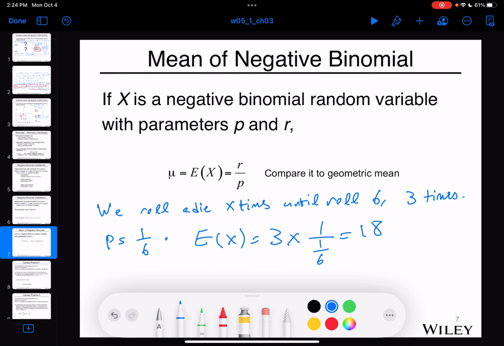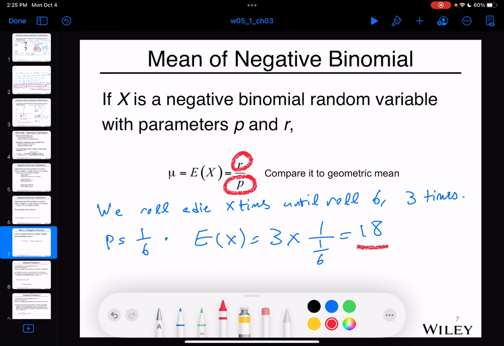So again, this must be intuitive to you, right? You probably don't even need the equation. If you want to roll 6 3 times, you know that in average we need 18 rolls, right? It's the number of successes that you want times 1 divided by p. Any questions?